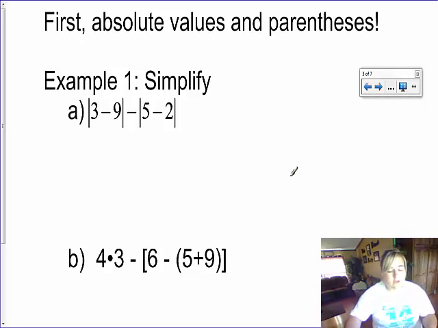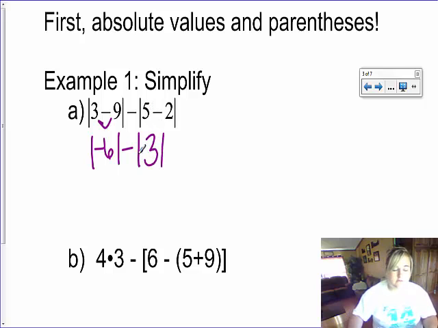Okay, so as we said in the lesson about absolute value, we have to simplify what's inside first. So inside of this first set, we have 3 minus 9, which gets us a negative 6, and we have to bring down the absolute value because we haven't found the absolute value yet. And we're going to subtract the absolute value of 5 minus 2, which is 3. Now we can find the absolute values.